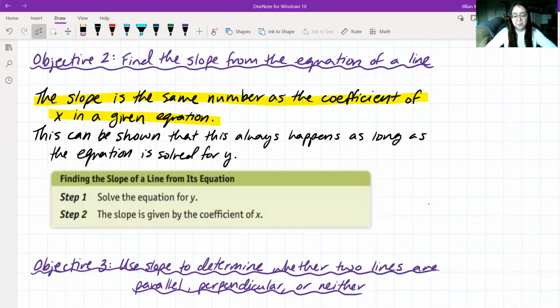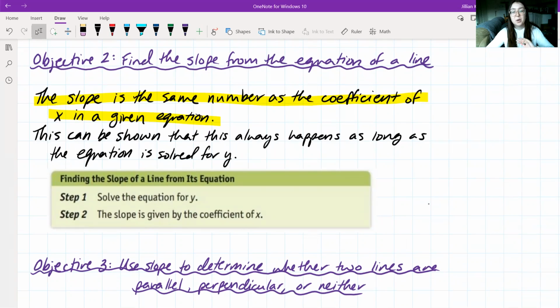On to objective 2. We want to find the slope from the equation of a line. The slope is the same number as the coefficient of x in a given equation. So if you are given the equation y is equal to 2x plus 3, the slope is 2. The slope is just whatever the coefficient is in front of x, as long as your equation is solved for y. So if you have 1y, or just y, is equal to some equation, whatever the coefficient in front of x is, that is your slope.